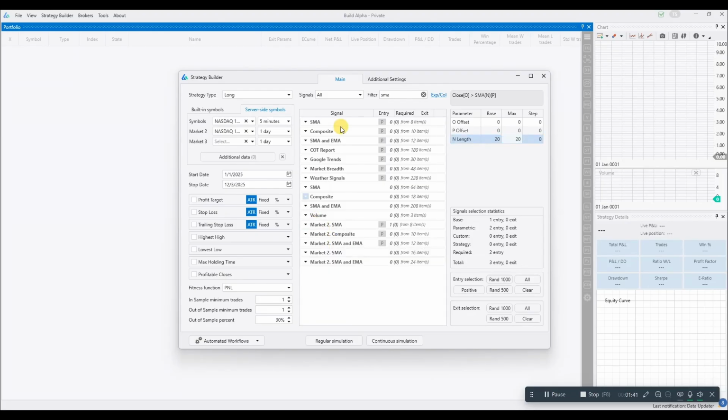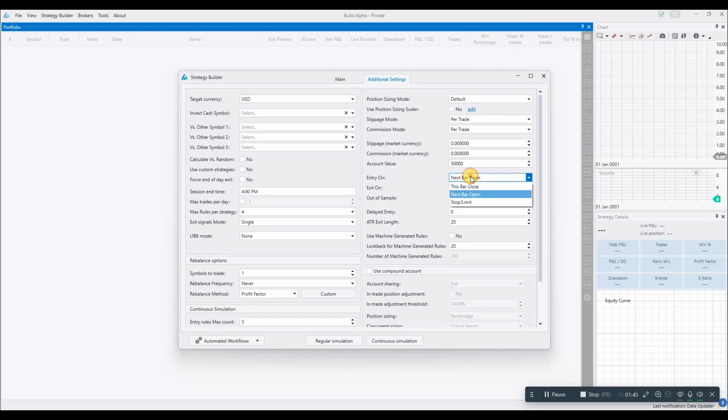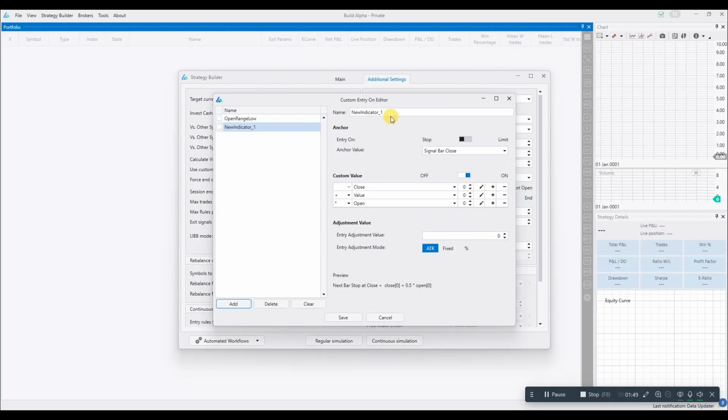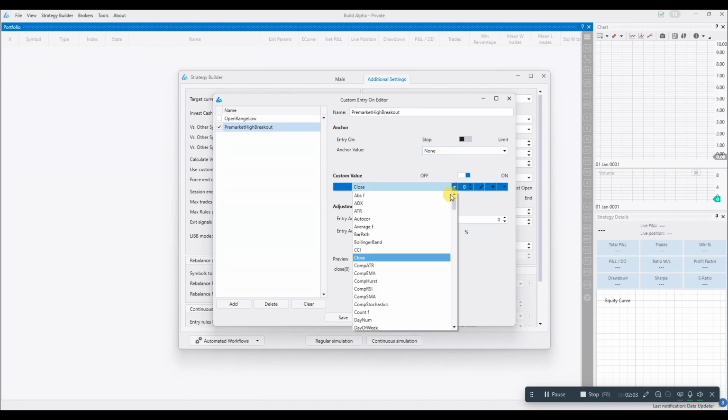And then let's set the actual stop entry order. So come down here, set it to stop limit. I'm going to add one. Let's just name it pre-market high breakout. Just select it, and then I keep it as a stop, turn the anchor off, and we'll come down here and find the opening range high.